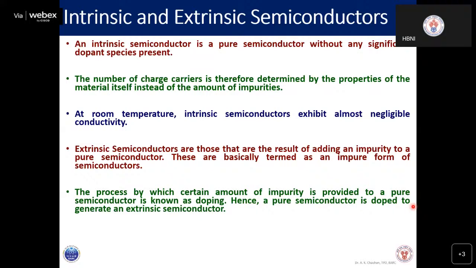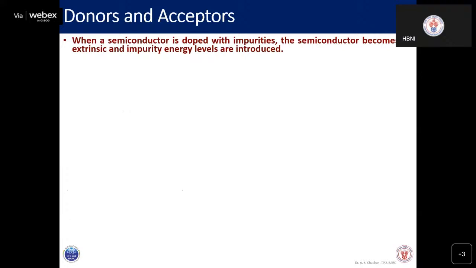The process by which a certain amount of impurity is added to a pure semiconductor is known as doping. Hence, a pure semiconductor is doped to generate an extrinsic semiconductor. So an extrinsic semiconductor is an intrinsic semiconductor added with certain amounts of impurities. Extrinsic semiconductors are of two types: N-type and P-type.